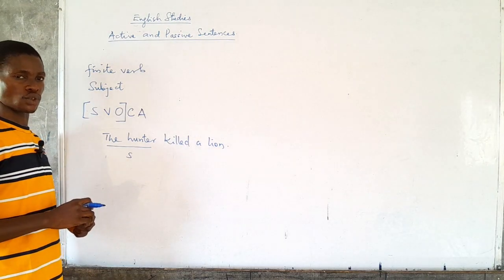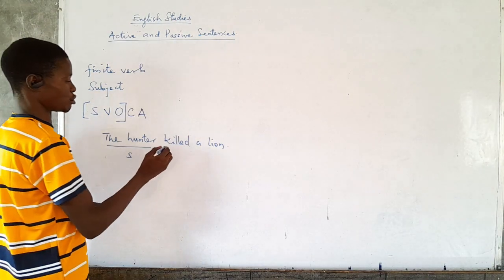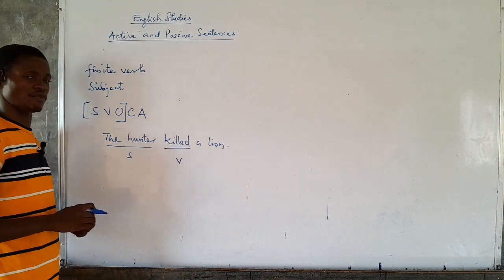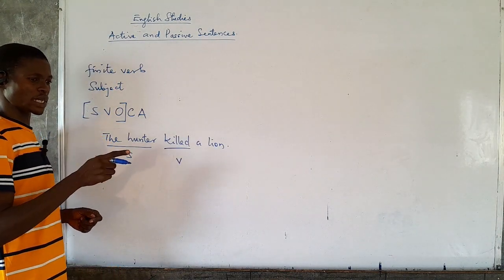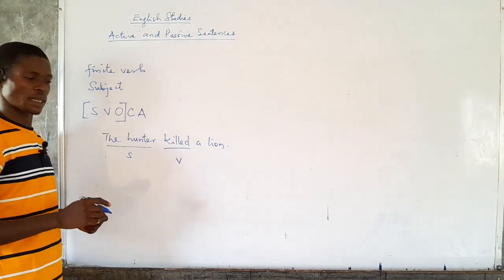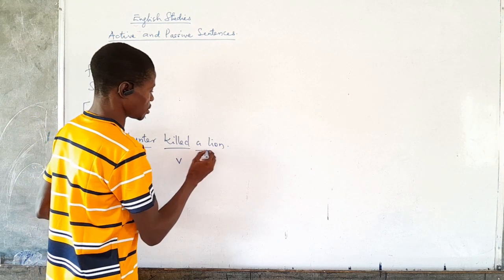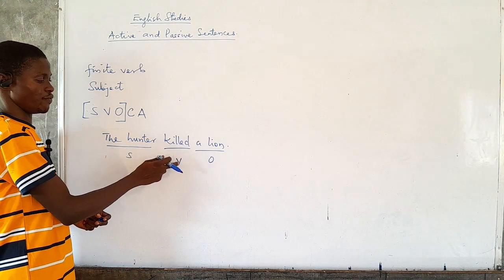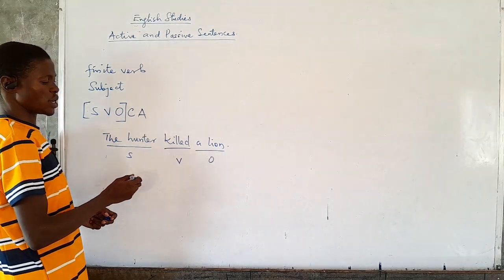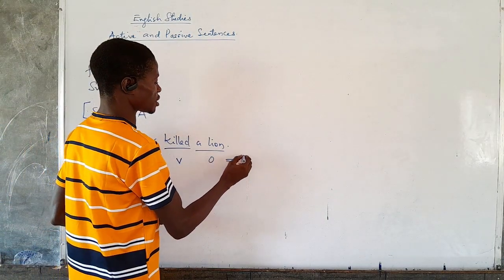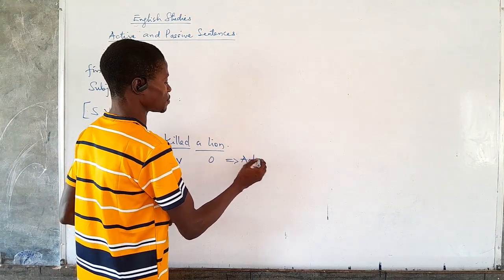What did the hunter do? The hunter killed. This happens to be our finite verb. Directly, who was affected by the action of the hunter? That would be a lion. Object. S, V, O. When you have this kind of construction, we refer to this as active sentence.